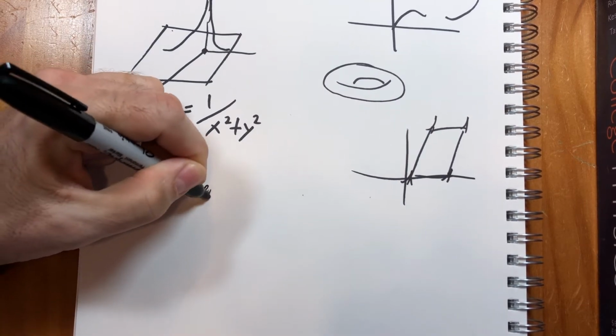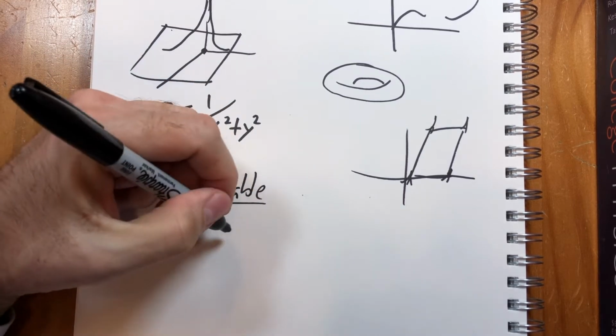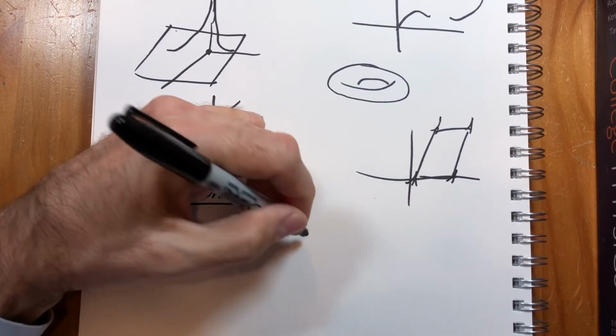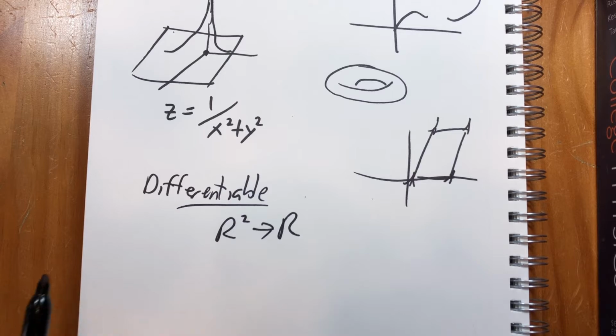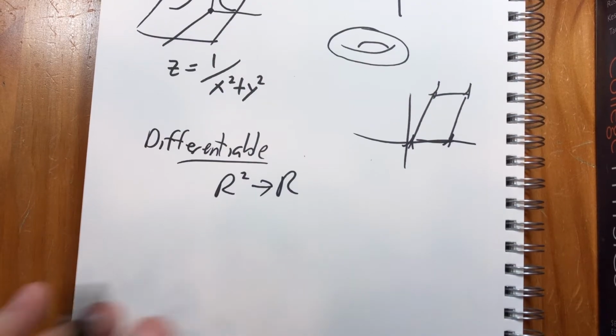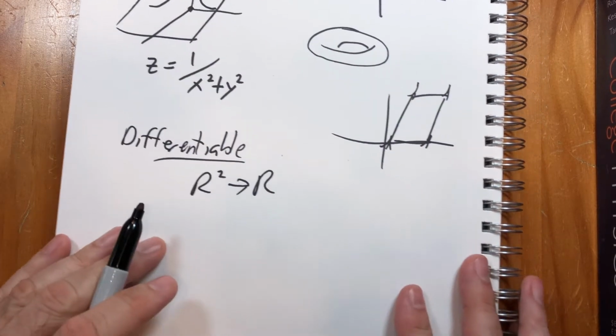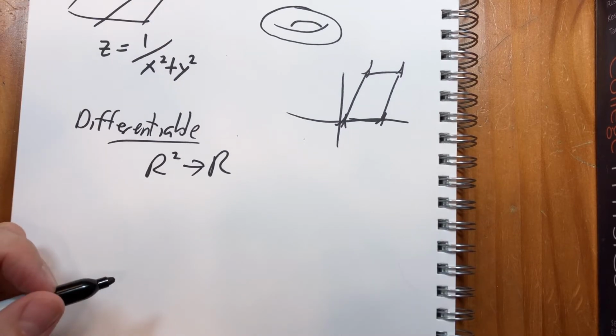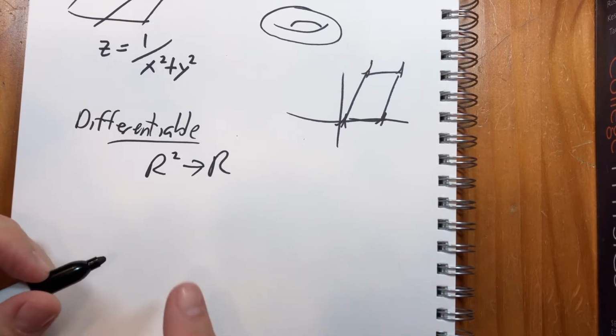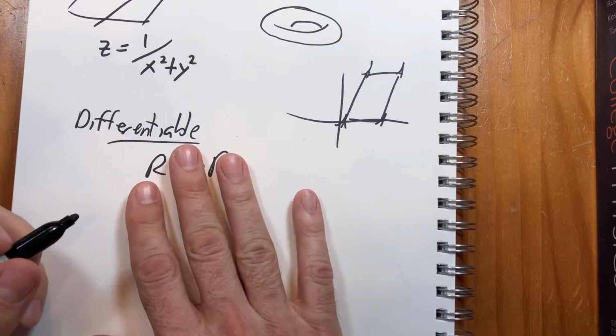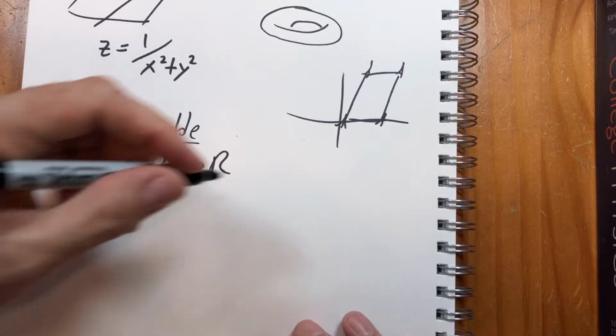So a differentiable function from R2 to R is one with a well-defined plane tangent to the graph at each point. That means that there can't be any sharp folds or breaks. In other words, it has to be smooth. So as with one variable calculus, differentiability is stronger than continuity.